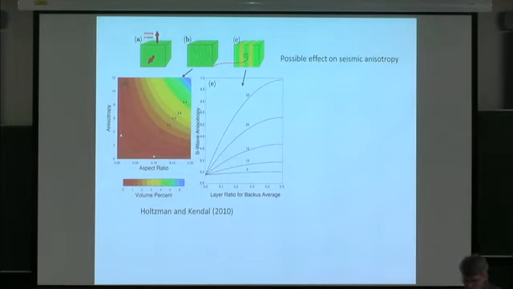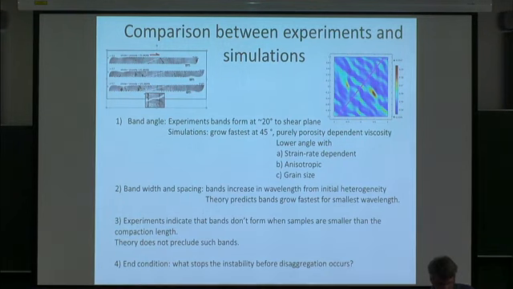Okay, and then lastly, it was also proposed in this paper by Holtzman and Kendall in 2010 that the bands, if you've got these large structures, could also affect the observed anisotropy of seismic waves. Okay, so those are some of the reasons why, as geodynamicists, we should care about these.